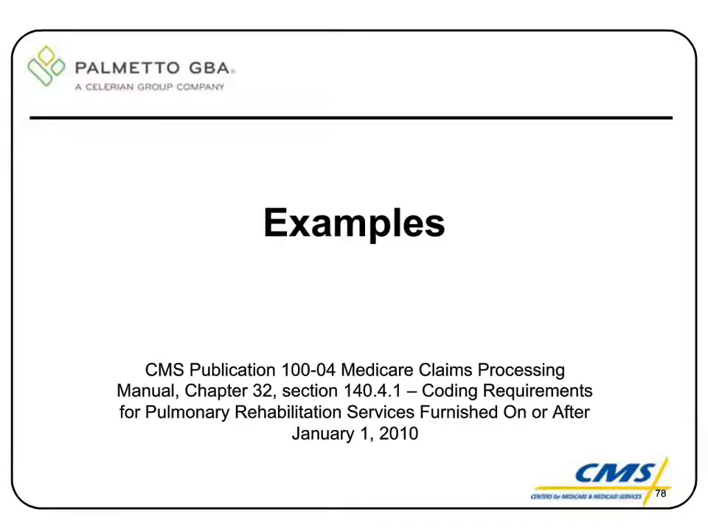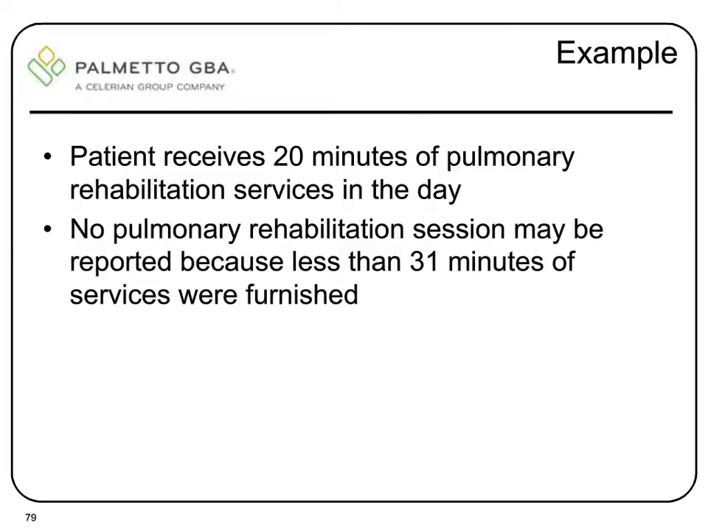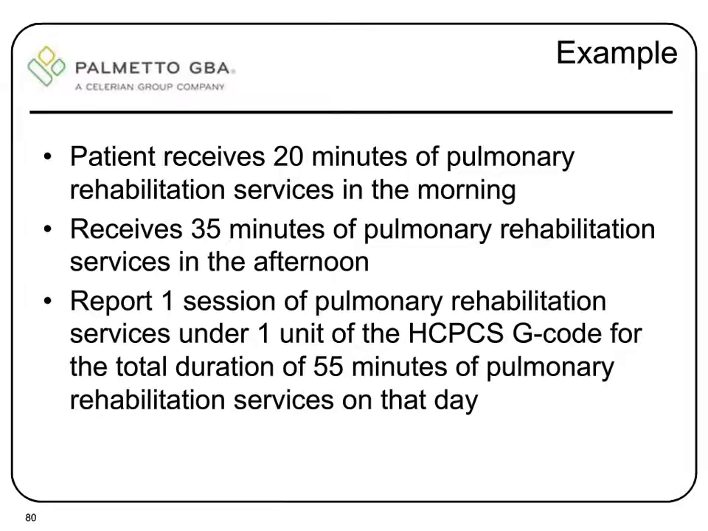The next few slides are a list of examples. Example 1, patient received 20 minutes of pulmonary rehab services in a day. No pulmonary rehab sessions may be reported because less than 31 minutes of service were furnished. Example 2, patient received 20 minutes of pulmonary rehab services in the morning. They received 35 minutes of pulmonary rehab services in the afternoon. You'll report 1 session of pulmonary rehab services under 1 unit of HCPCS G code for the total duration of 55 minutes of pulmonary rehab services on that day.